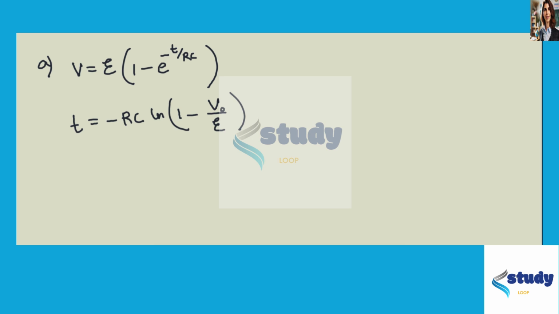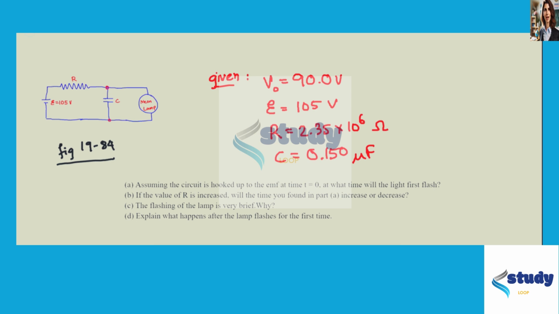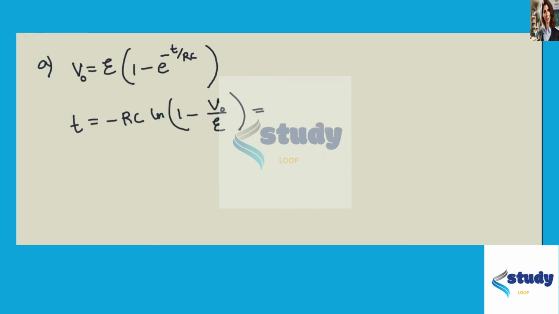So in our case, V is V naught, the threshold voltage. We know all the values. We know R is this resistor, C is 0.15 microfarad, epsilon is 105 volts and V naught is 90 volts. If we plug in all the numbers, we get our time as 0.686 seconds. So in 0.686 seconds, we'll see the first flash.